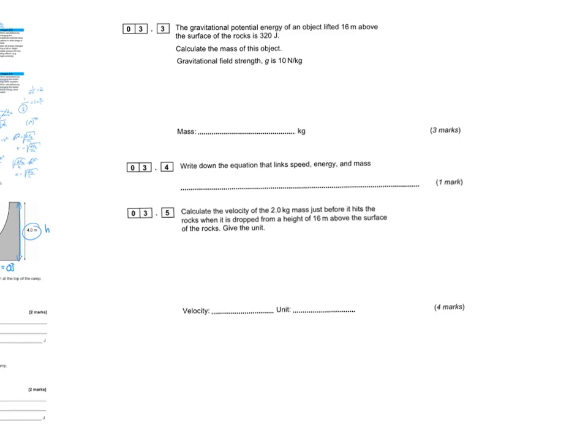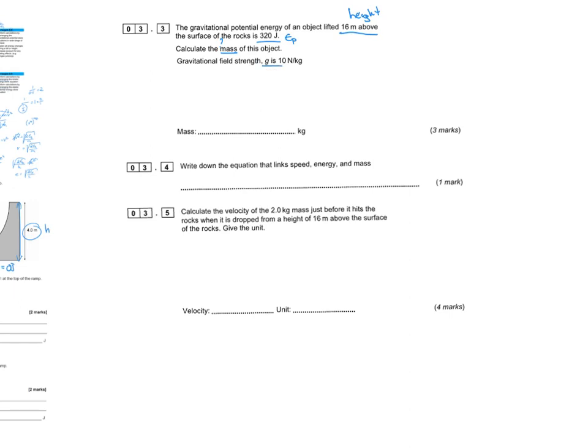and I will explain. So question 3.3 says the gravitational potential energy of an object lifted 16 meters above the surface of the rocks. So we are given already the height. Just by reading the question, you're trying to find the clues. And it's telling you the gravitational potential energy is 320 joules. So already I have two quantities here. Calculate the mass, this is what I need to calculate, of the object.